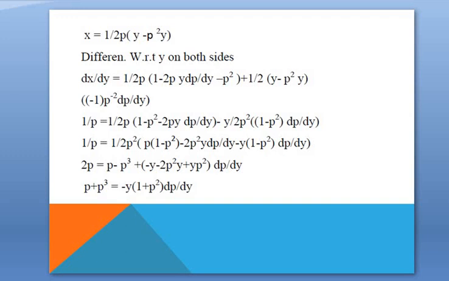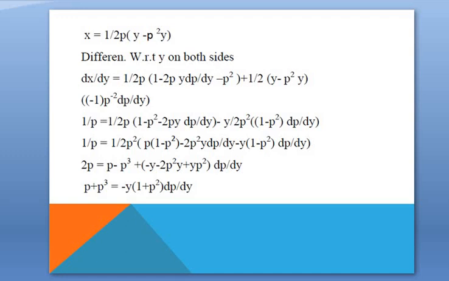Since dy/dx is equal to p, therefore we replace dx/dy by 1/p. Therefore on the left hand side we have 1/p equal to (1/2p)(1 - p squared) minus 2py dp/dy minus y/(2p squared) into (1 - p squared) dp/dy. Then after simplification we get 2p is equal to p minus p cube minus y minus 2p squared y plus y p squared into dp/dy.